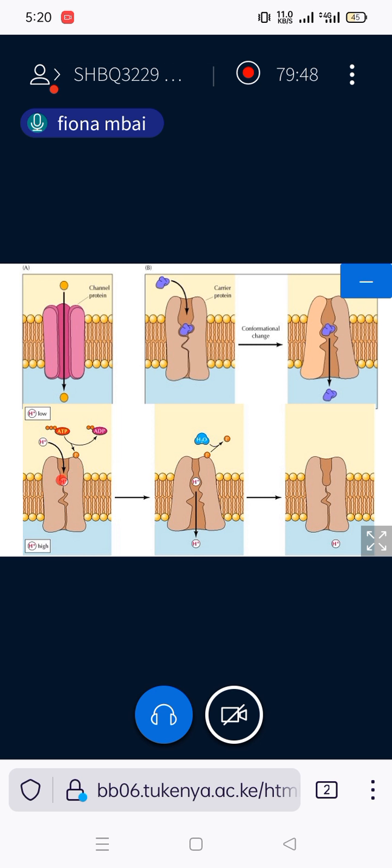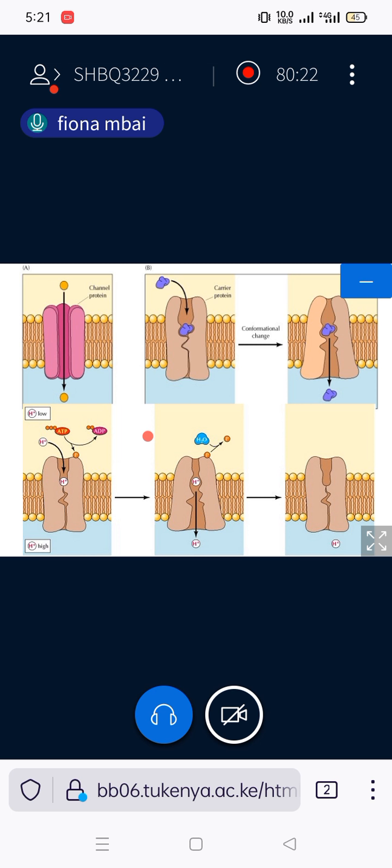So the proton binds in here just like the carrier protein. The difference being, in this case, you need energy because you're moving from a low to high concentration gradient. And then the proton will be released because there's a conformational change. And then the phosphate, which was bound here, is released from the binding site on the integral membrane protein.